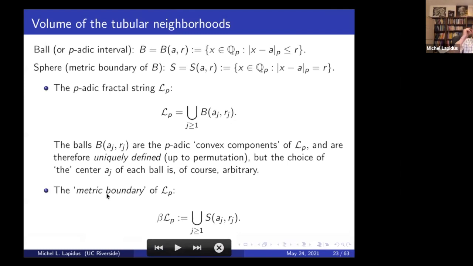So there is this notion of metric boundary of the Cantor string, not just the Cantor string, but the p-Adic fractal string, which is the union of the spheres. So the spheres are the set of points within a distance from the center equal to the radius of the ball. So this is what I call the metric boundary.